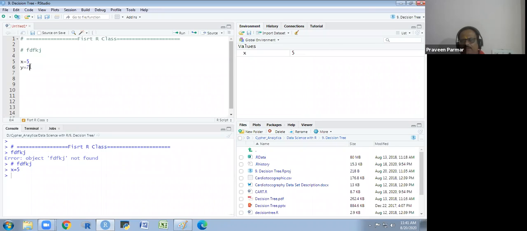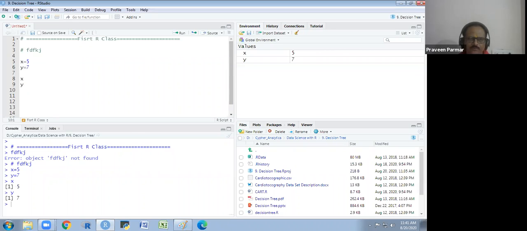Another way to run this is to put the cursor somewhere on the line and press Control plus Enter. It will run in the same way. It is the shortcut we use. If I ask what is x and then press Control Enter, I will get the value of x, which is 5. If I want to know what is y, I will get the value of y.